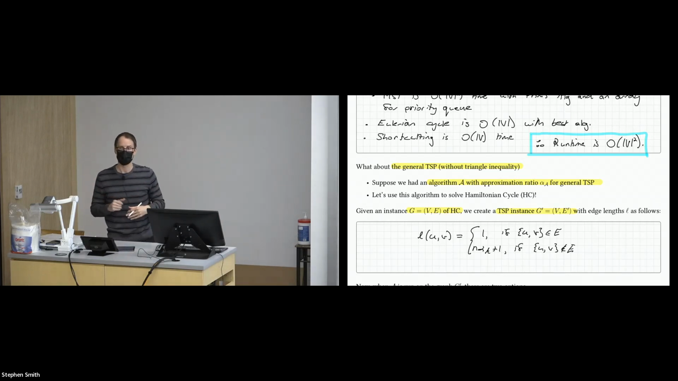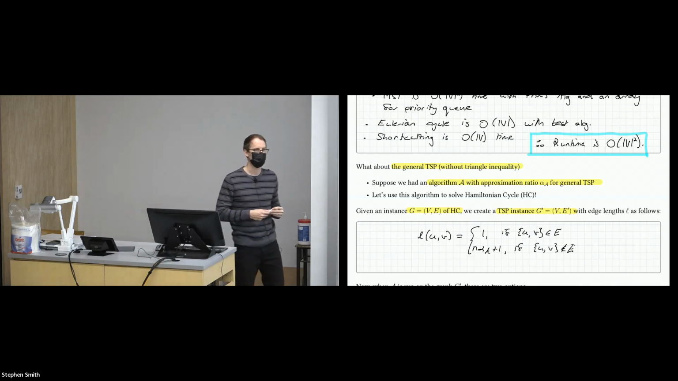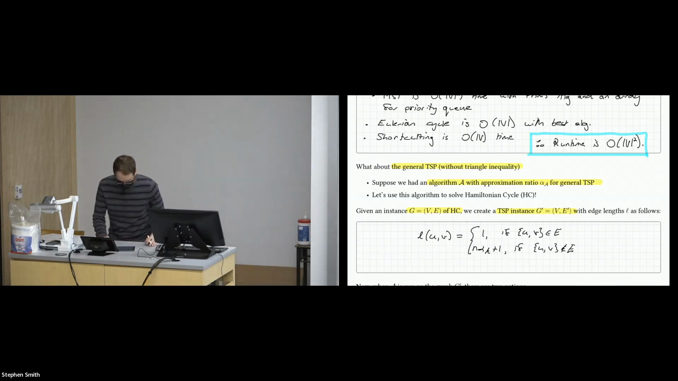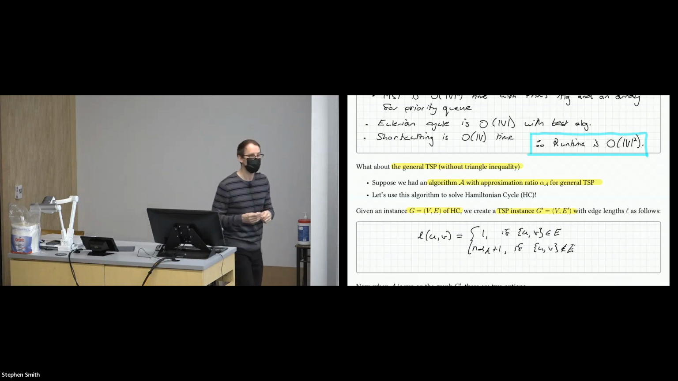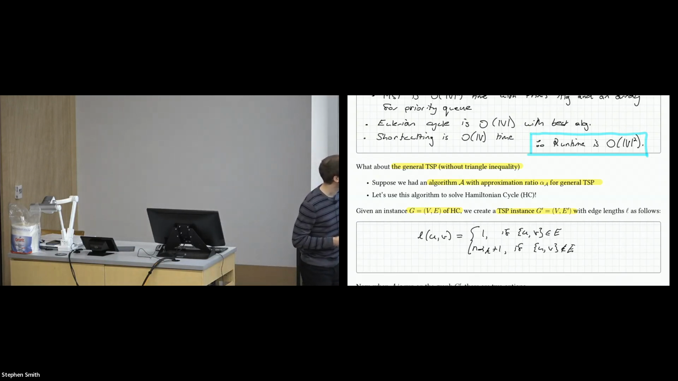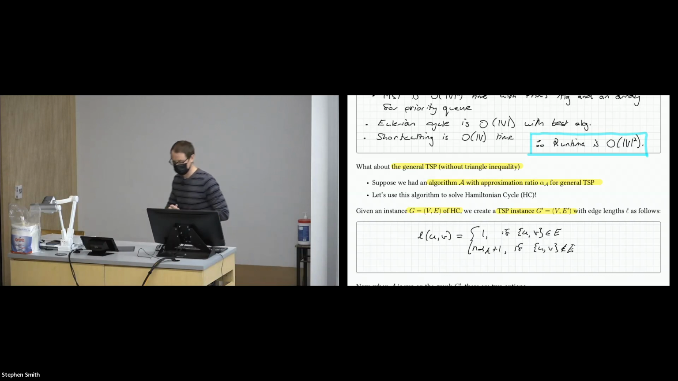If it's not an edge in the Hamiltonian cycle instance. Now I run my approximation algorithm, my alpha A approximation algorithm, on this instance I created. Well, that's meant to be this A right here. It's the approximation for this algorithm A.